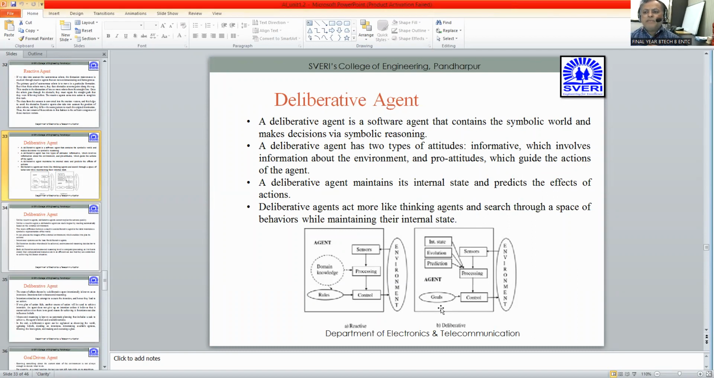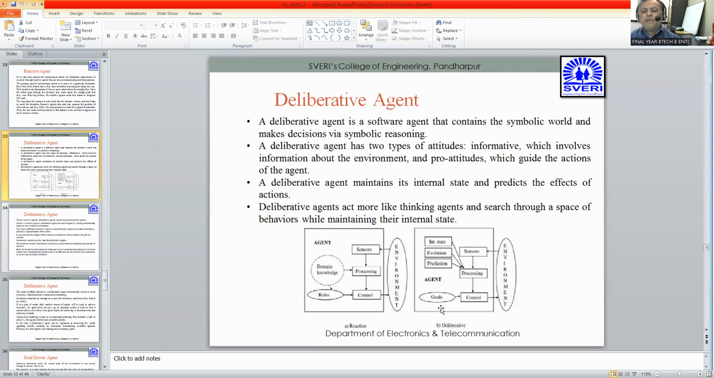But in the case of the deliberative agent, you can see that there is an environment, sensors and actuators are there, and actions will be taken. But in between the sensors and the control, there is processing, and this processing has internal states, evaluation and prediction. Also the rules are replaced by goals. So a particular goal is set, which it tries to achieve. Okay, so these are the functional differences between the reactive and deliberative agents.